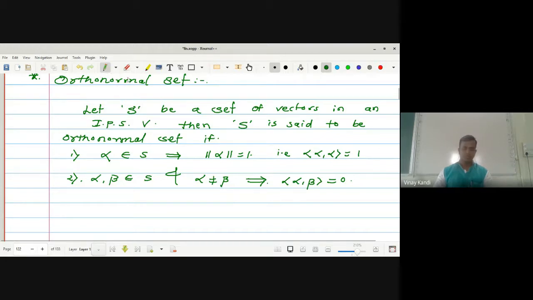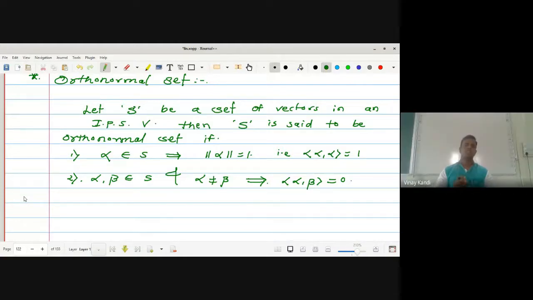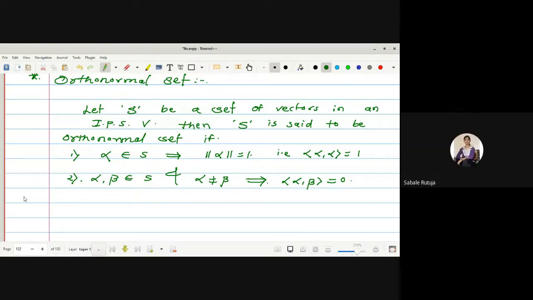Now tell me whether the zero vector belongs to an orthonormal set. No, sir. If an orthonormal set is given, can the zero vector be in it? No. Okay, the zero vector will not be there. Is it correct? Yes, sir.